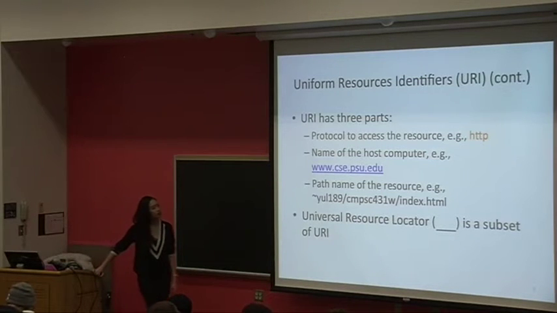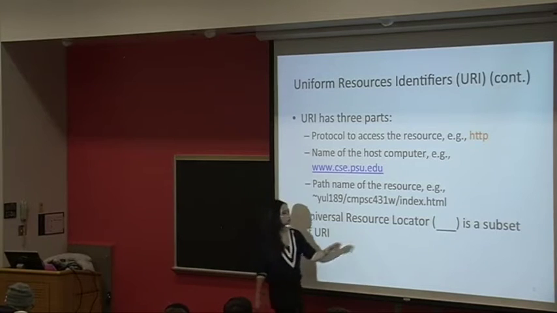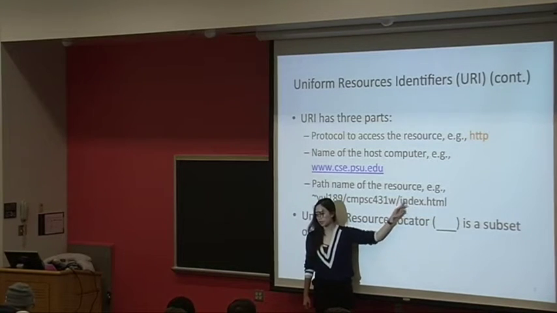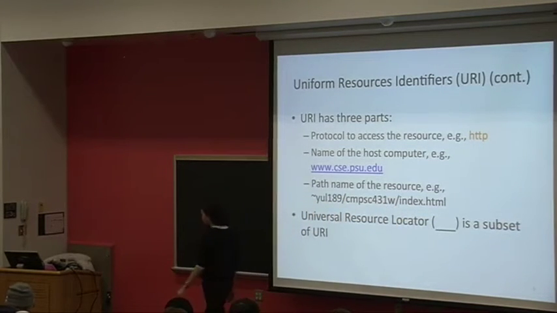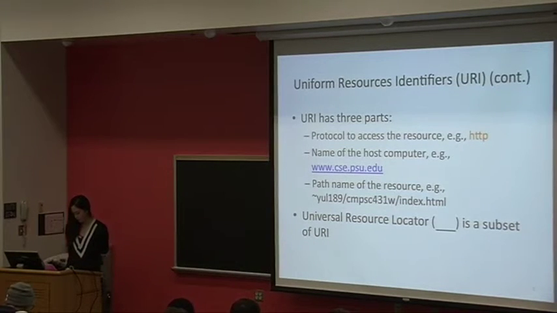Okay. Then the second part of URI is the name of the host computer. So here we have an example of just the website of the department. Okay, so that's the host name of it. And the third part of URI will be the path name of the resource. So for example, if we provide this path name all the way to the resource, where the resource is here, index.html, that's the web page, right? So that's the document, then that would be the path name of the resource.